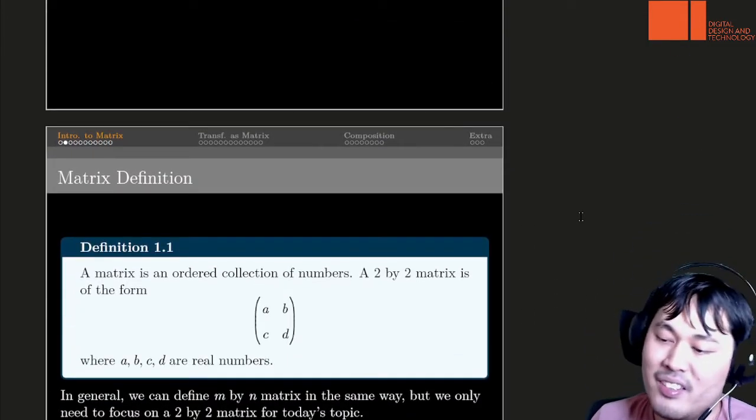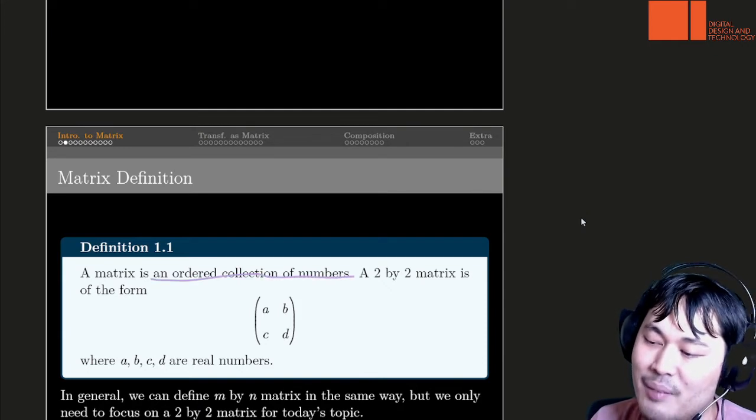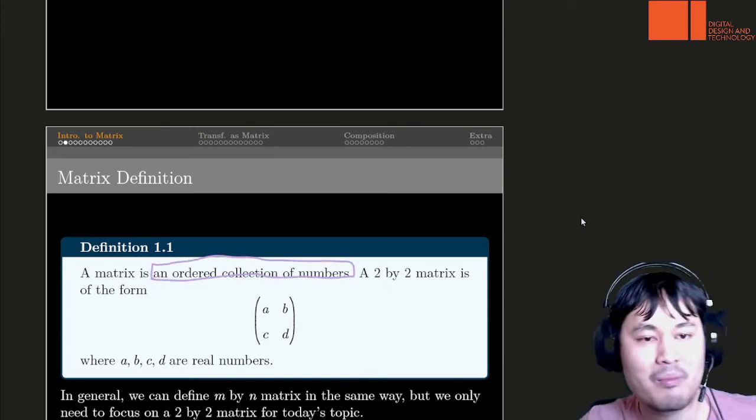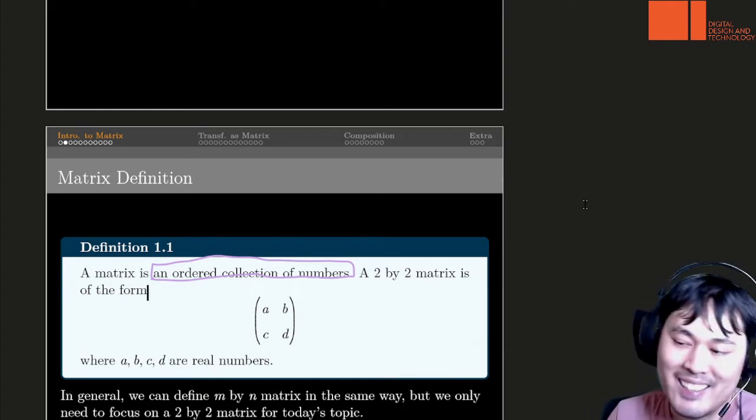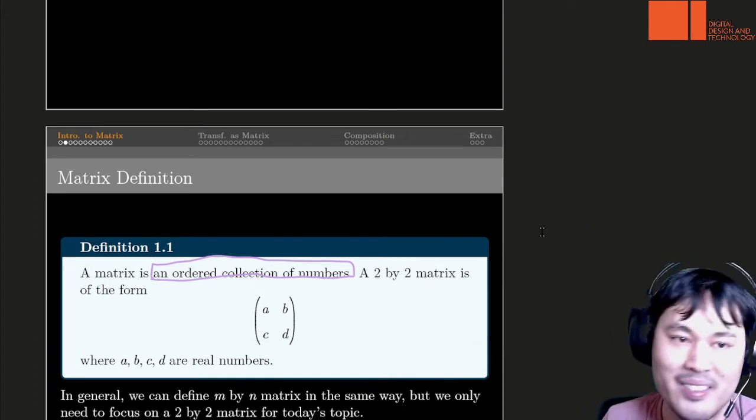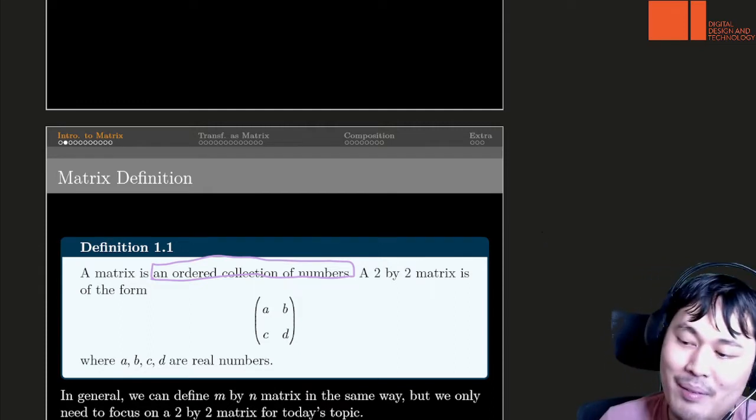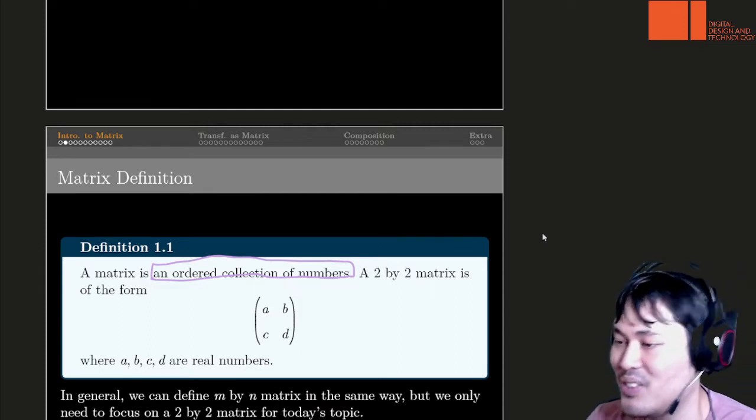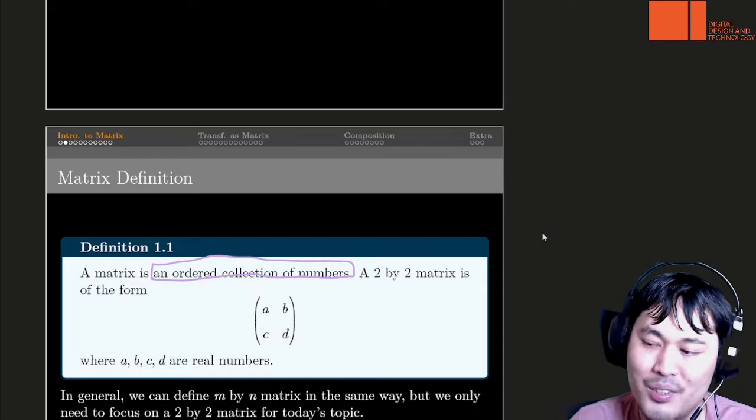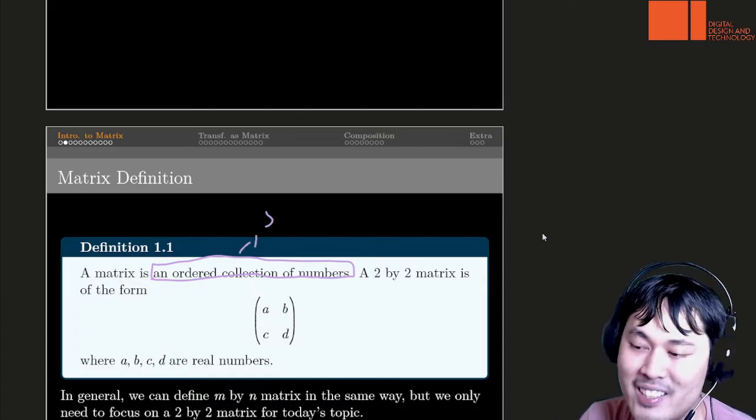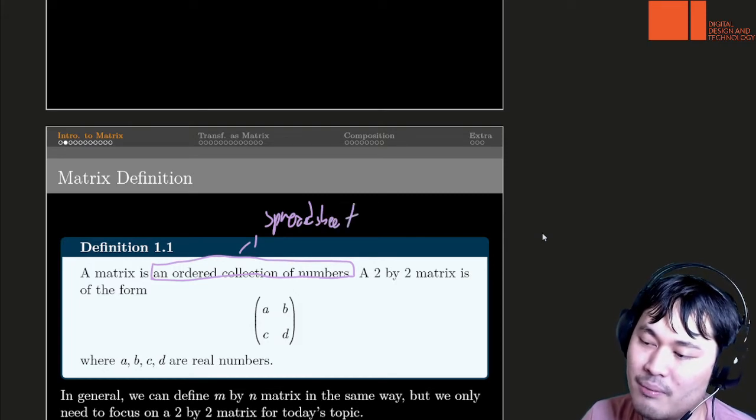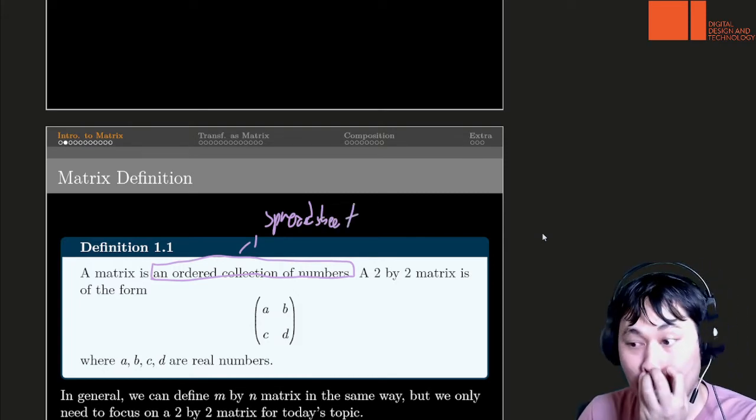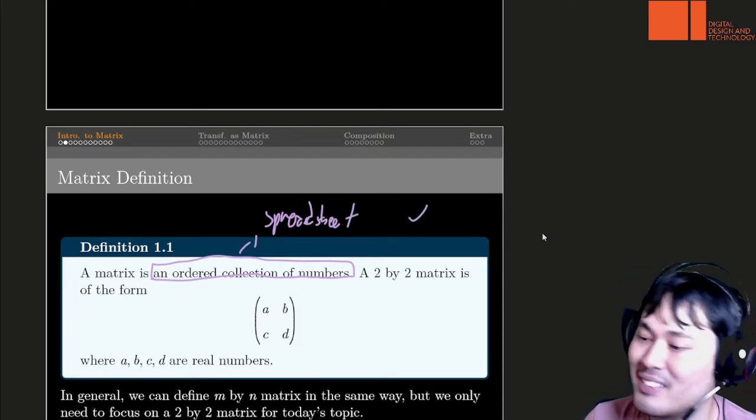So a matrix is an ordered collection of numbers. That is already an abstract idea. What are they? You just have a bunch of numbers. And usually when you think about a bunch of numbers, you think of a spreadsheet, right? Or some kind of data, a book. And you are partly correct.